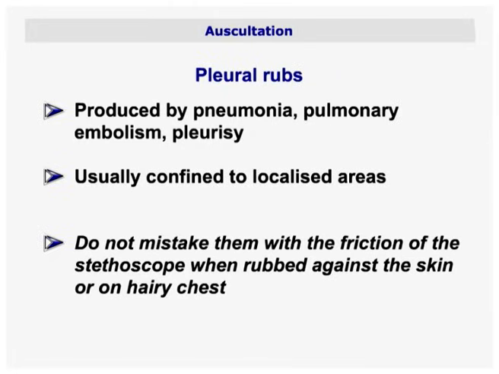Pleural rubs can be simulated by the friction of your fingertips when rubbed together. They are produced by pneumonia, pulmonary embolism, during the early stages of pleurisy, and are usually confined to localized areas. It is sometimes possible to mistake pleural rubs with the sounds produced by the friction of the stethoscope against the skin or on a hairy chest.